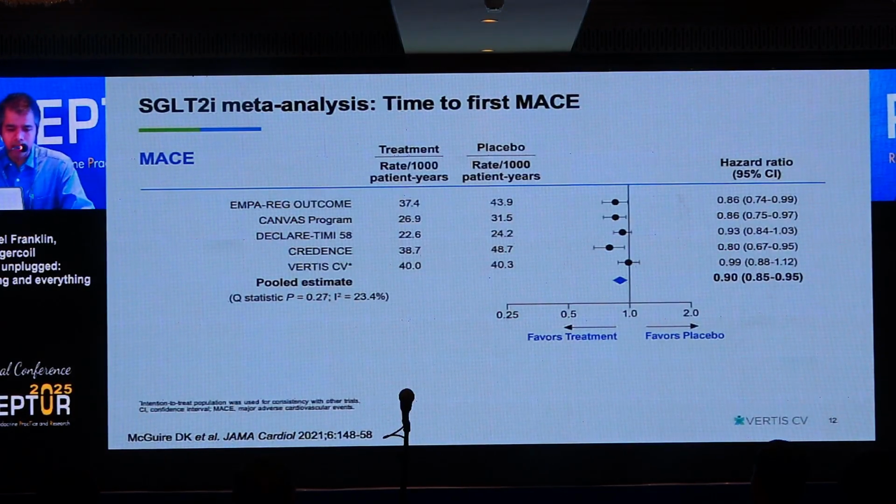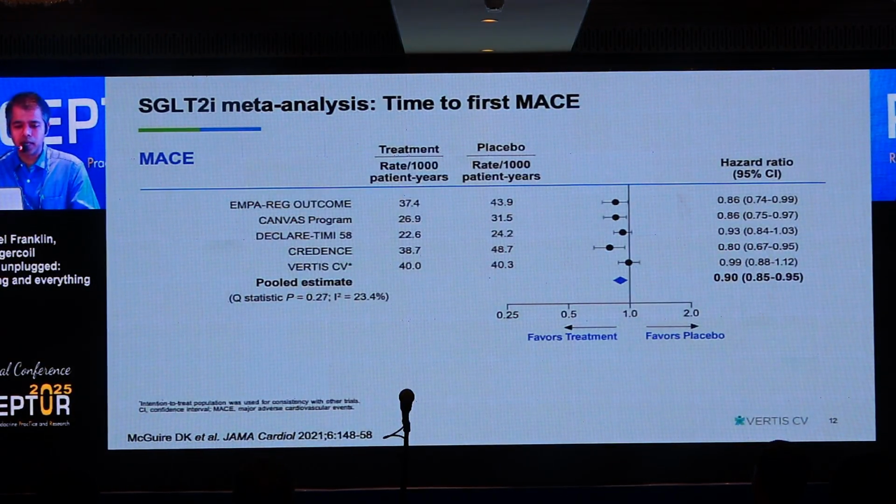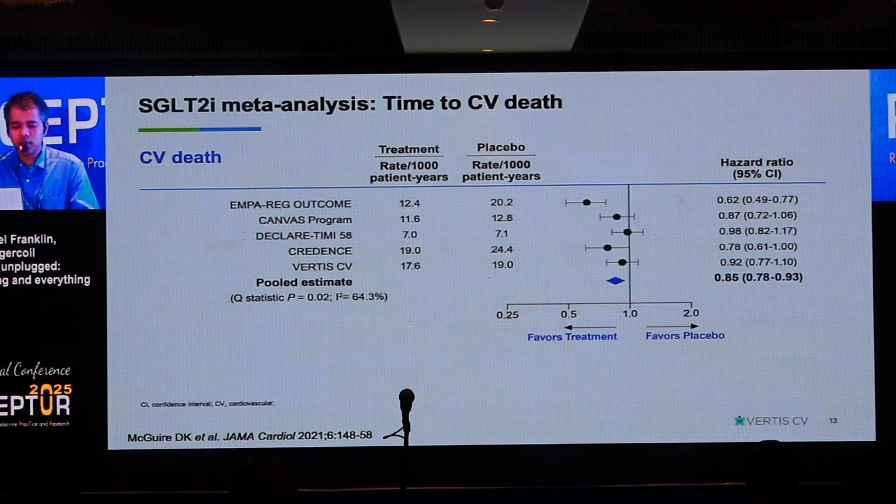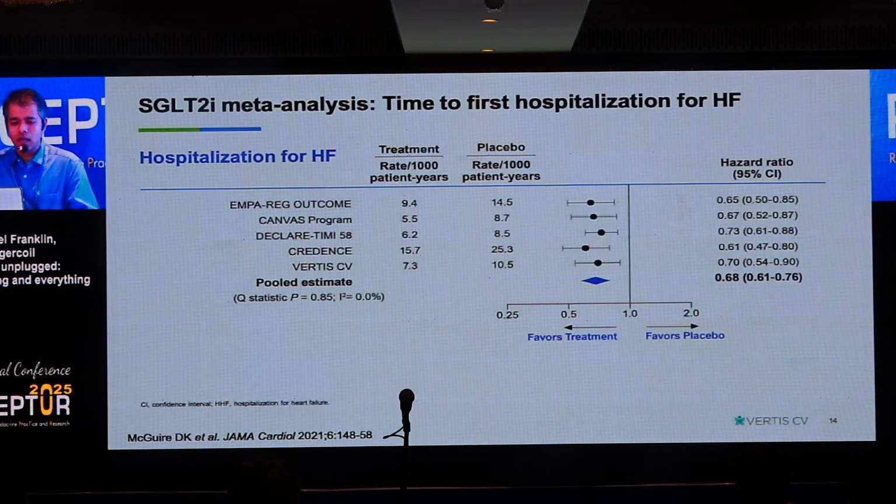These are the 5 major outcome trials: EMPA-REG outcome, CANVAS, DECLARE-TIMI, CREDENCE, and VERTIS CV. From the pooled meta-analysis, for time to first MACE there was around a 10% risk reduction, and for time to CV death, around a 15% relative risk reduction was observed. And for hospitalization for heart failure, around a 32% risk reduction. Remember this: in these 5 trials, hospitalization for heart failure was a secondary outcome only.